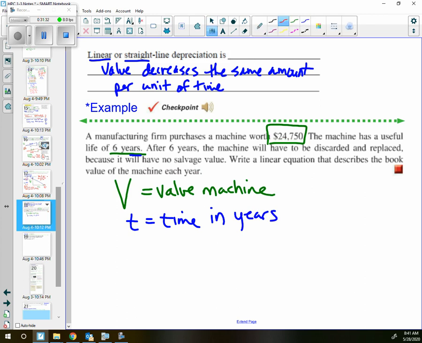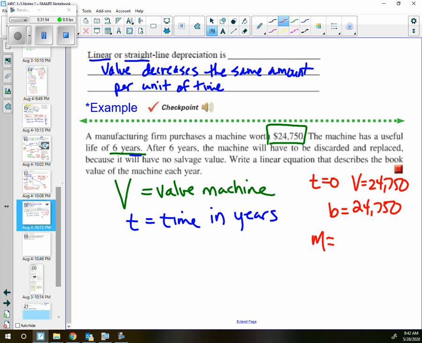All right, can you tell me what the value was initially? Well, that was the 24,750. That means it's its y-intercept. At time equals 0, the value of this was 24,750. That's your y-intercept or your b value. So we know what our b value is in the equation. It's 24,750.